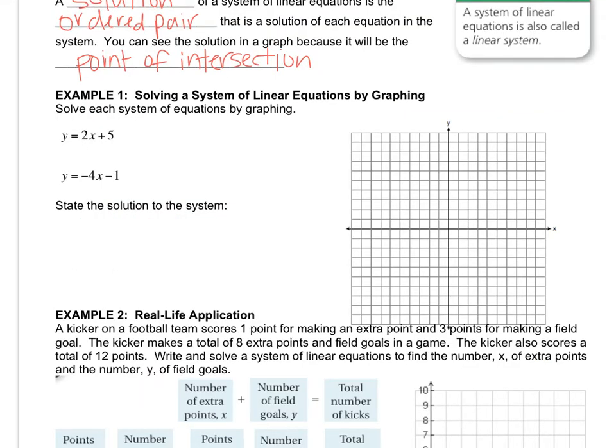All right, so let's look down here at example 1. We have to solve this system by graphing. So in order to graph, we need to know the slope and the intercept. That's back from chapter 4, because this is written in slope-intercept form. In this first equation, which I'll label blue, the m is 2, which we know is 2 over 1, and the intercept is at 5. For this second one, which I'll label red, the slope is -4, which we know is -4 over 1, and the b value, the y-intercept, is at -1.